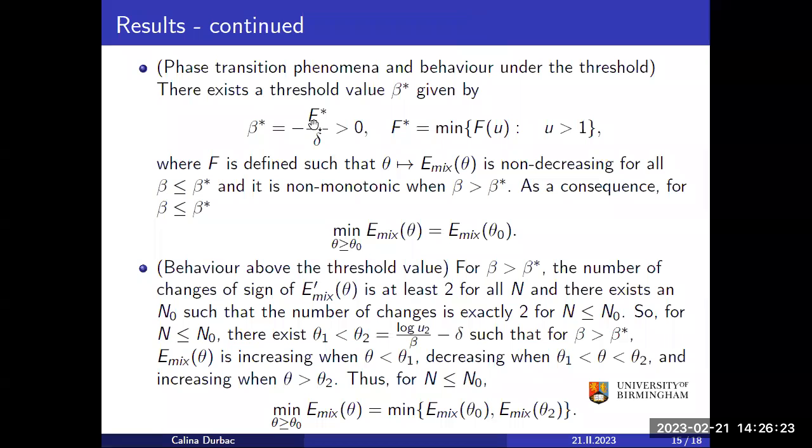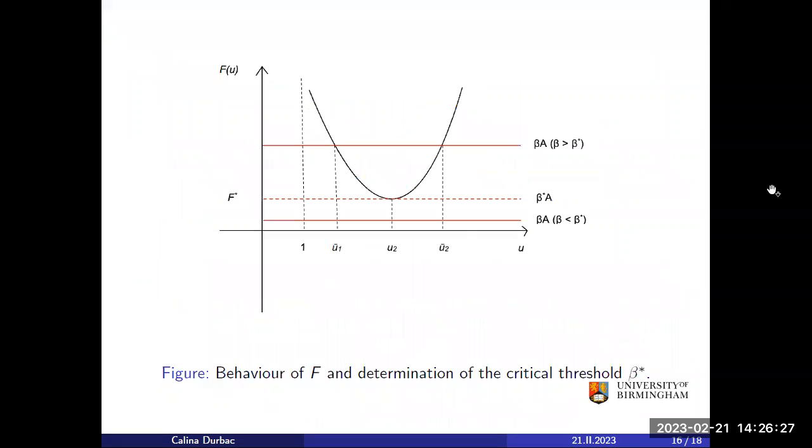F is a polynomial, which is obtained from other polynomials, and basically, beta star is a root of this polynomial, as you can see here. When we are above the threshold value, we need to check those two values, theta 0 and theta 2, to see which one minimizes the cost. And when we are below, we use theta 0 to minimize the cost function.